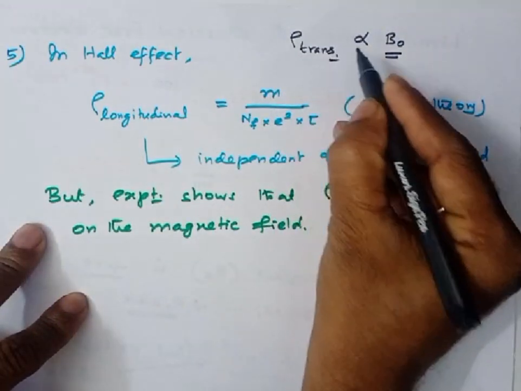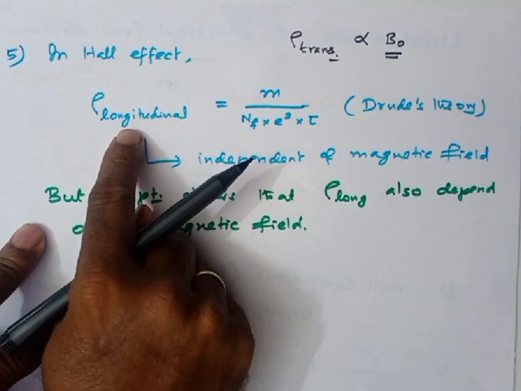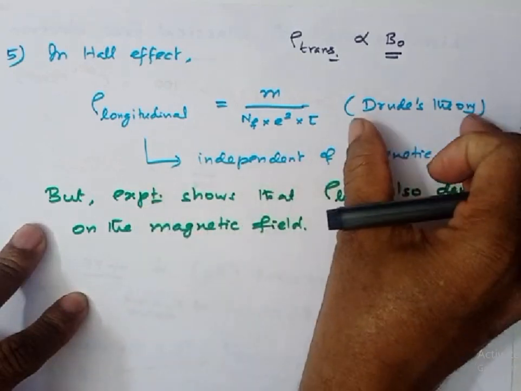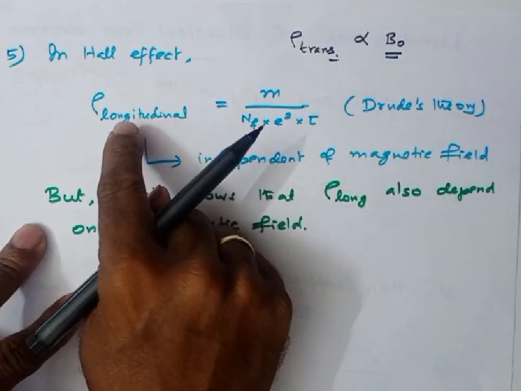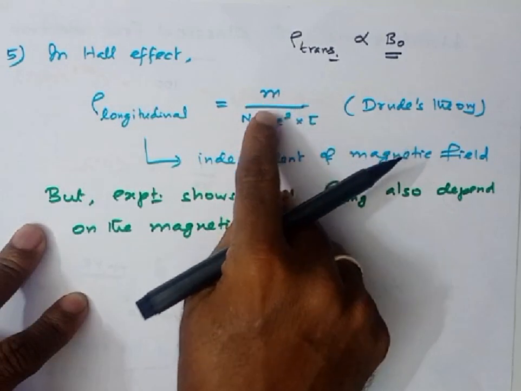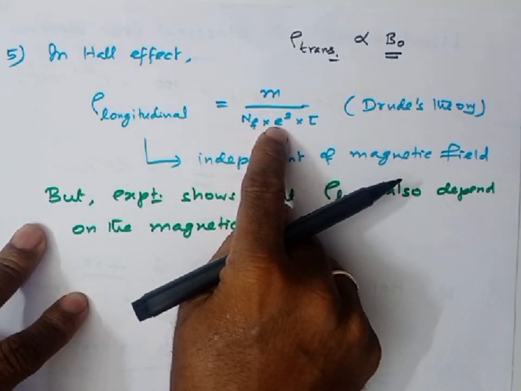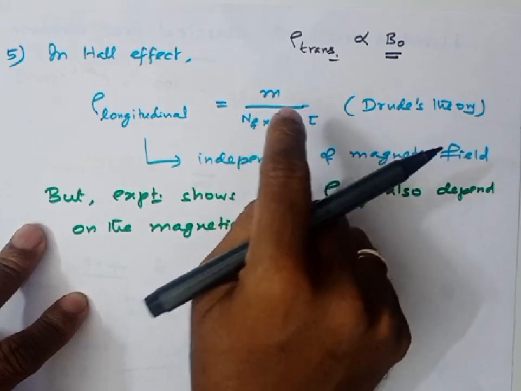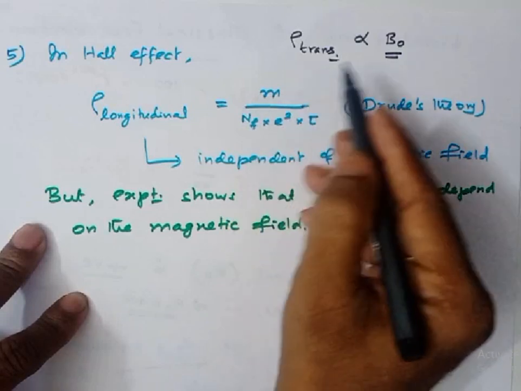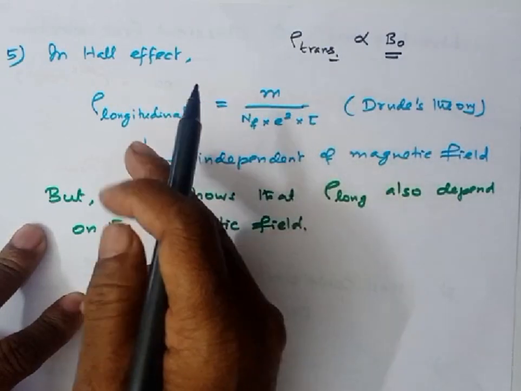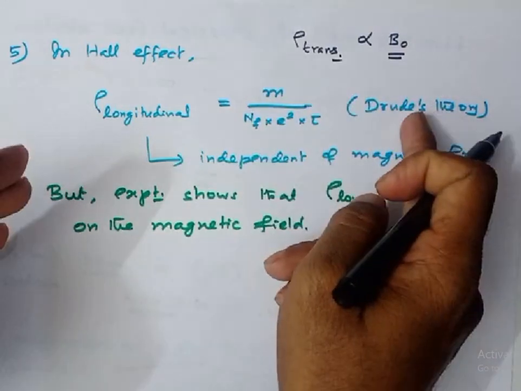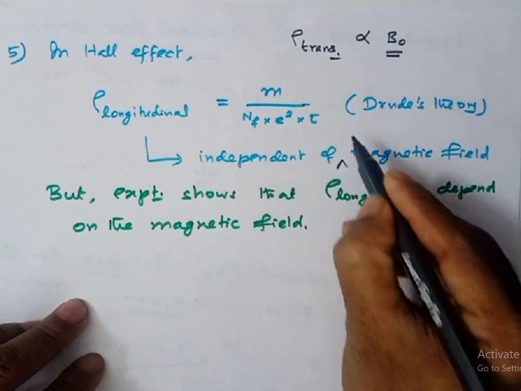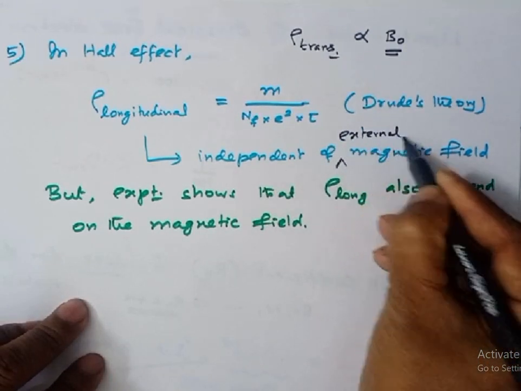Whereas longitudinal resistivity, right, the formula is this: m by n e square tau. This is as per Drude theory. So as per Drude theory, the longitudinal resistivity depends only on the mass of the electron, charge on the electron, and the tau. It is independent of the external magnetic field strength. There is no B naught here, correct? B naught is not here. So that means we can say that as per Drude theory, the longitudinal resistivity is independent of the external magnetic field.